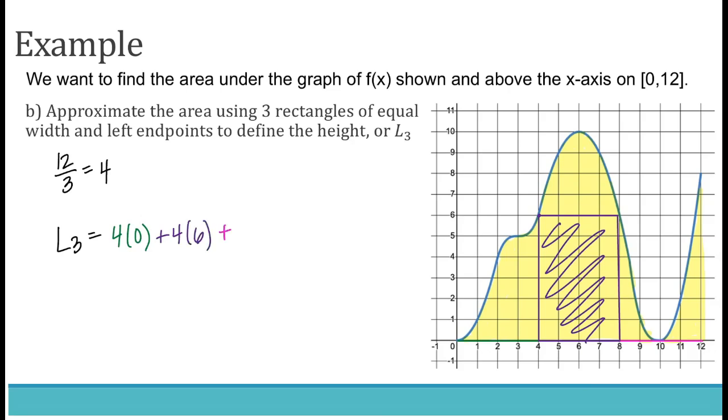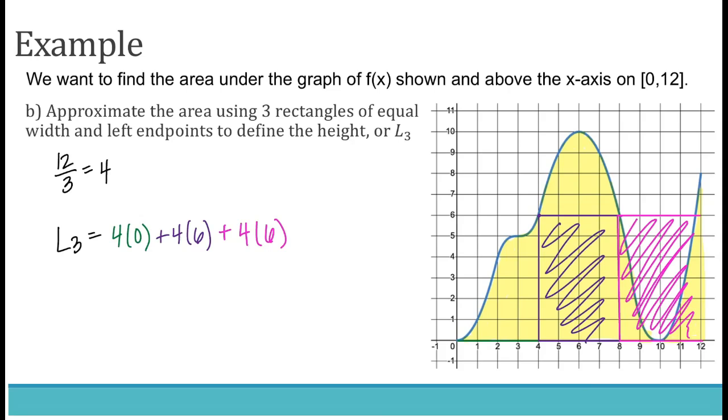And the last rectangle here, the left side corresponds to the x value 8. So I'm going to go ahead and find the function's output, the y value at the x value 8, which is also 6 again. So that's going to define the height over that last interval from 8 to 12. So that last rectangle also has a base of 4 and a height of 6.